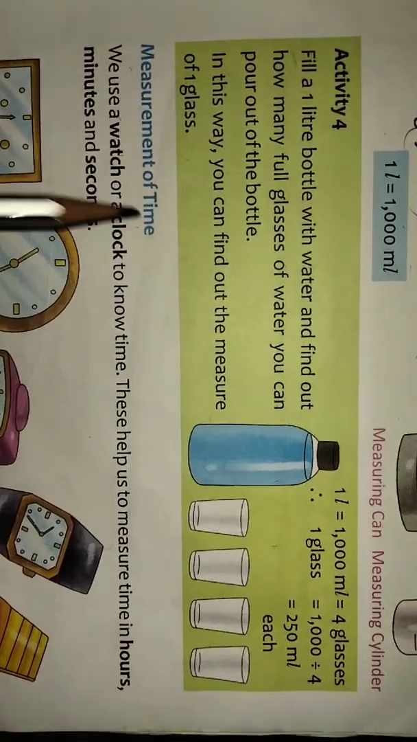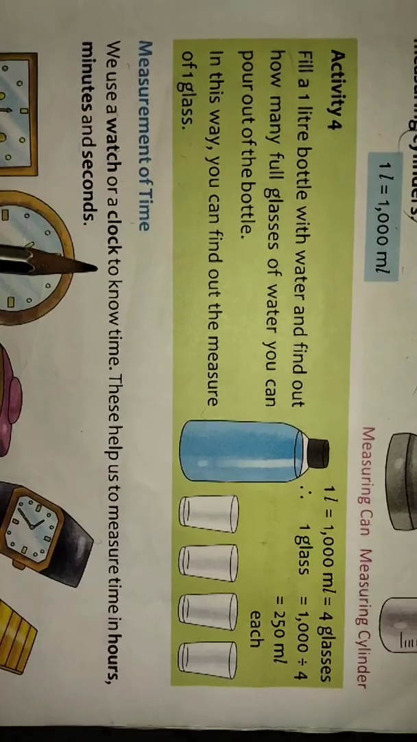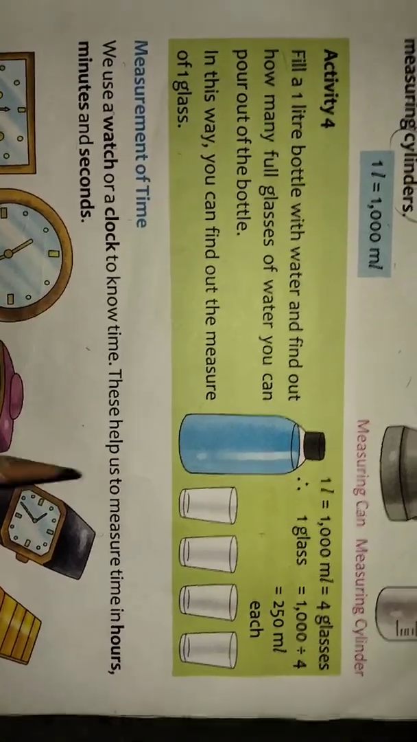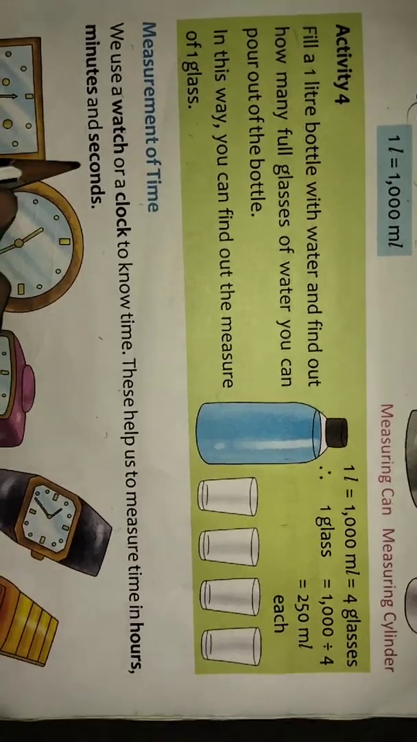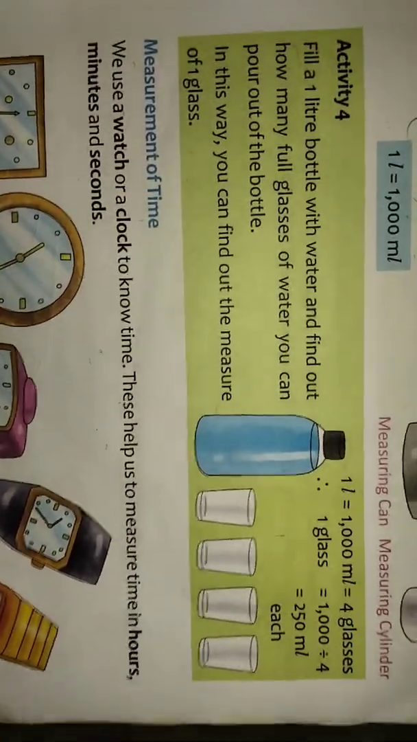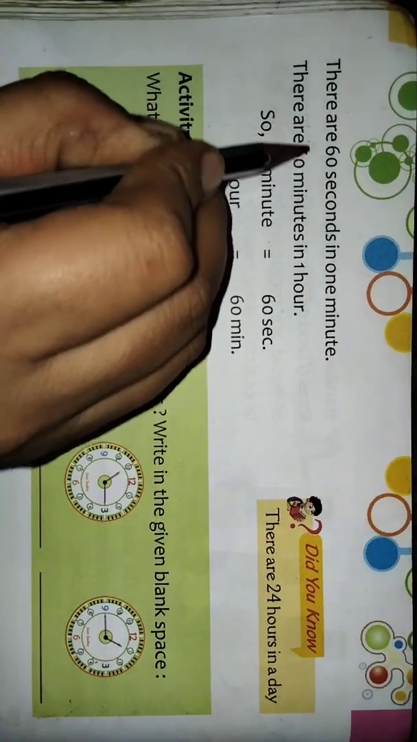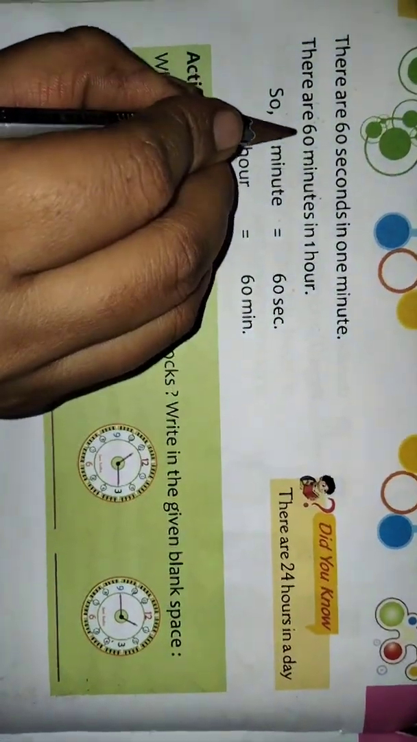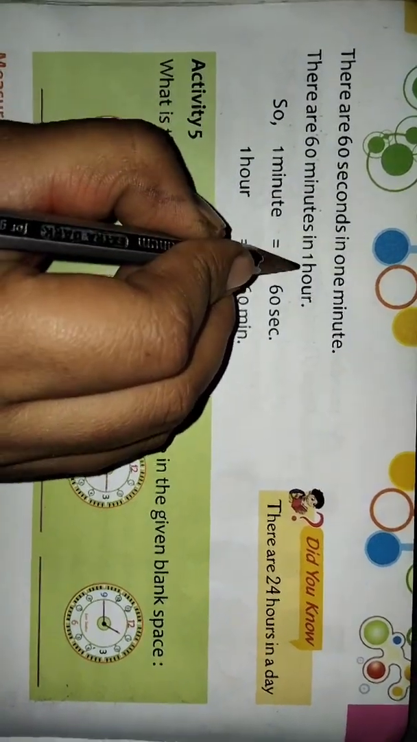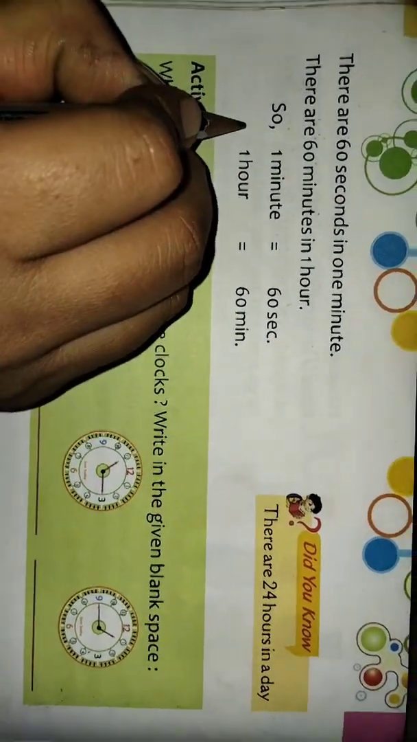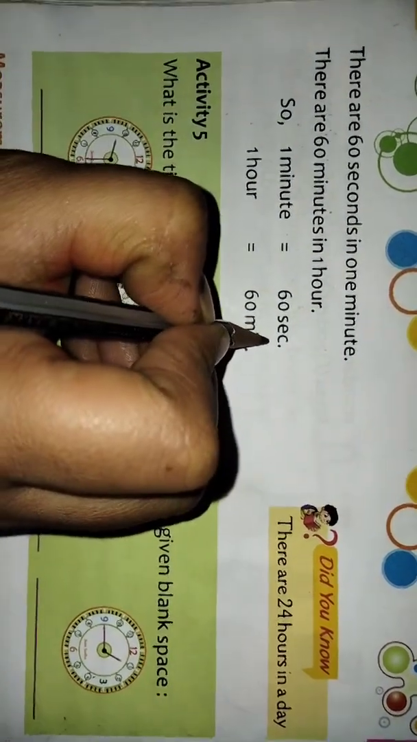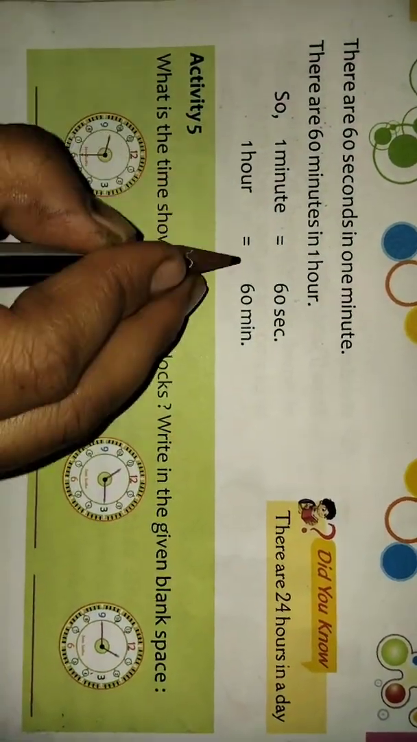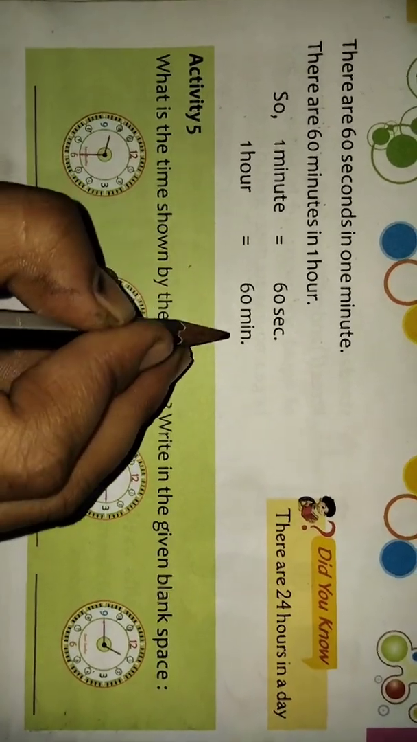Measurement of time. We use a watch or a clock to know the time. This helps us to measure time in hours, minutes and seconds. There are 60 seconds in 1 minute. There are 60 minutes in 1 hour. So 1 minute is equal to 60 seconds. 1 hour is equal to 60 minutes.